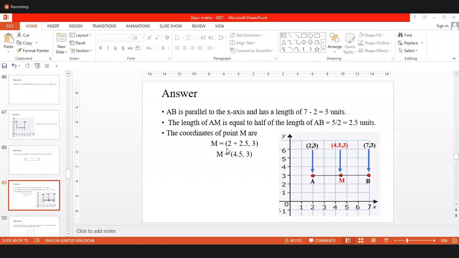You understood or not, Abhishan? Understood, sir. Yes. So we will move to the next question. Please write down this one.